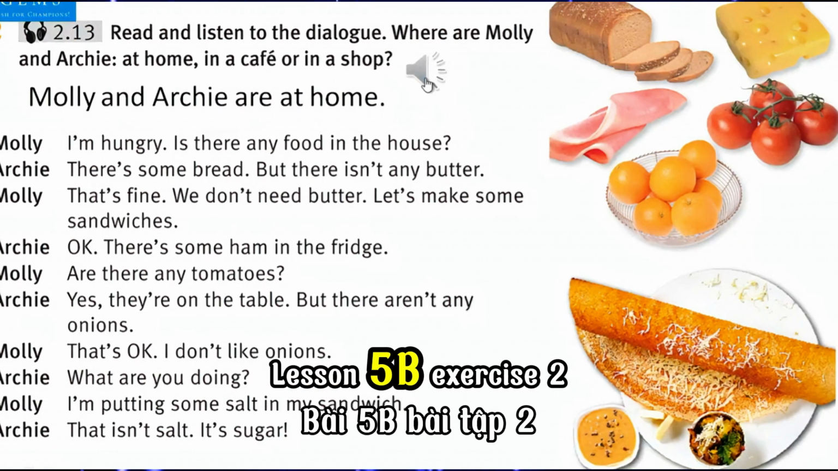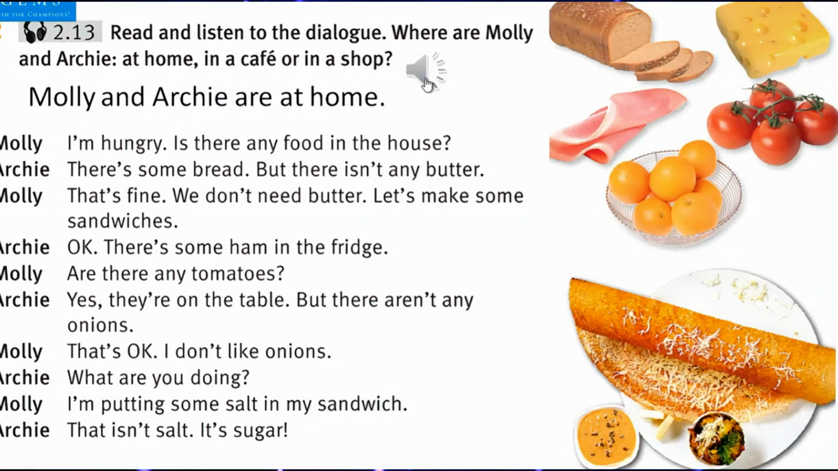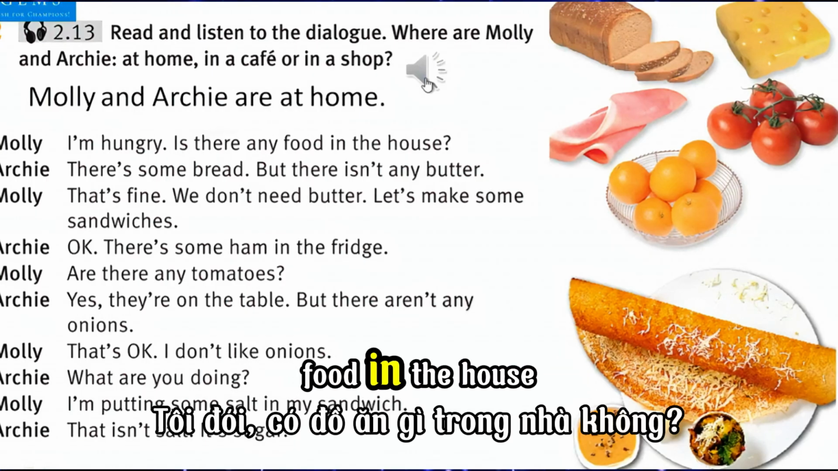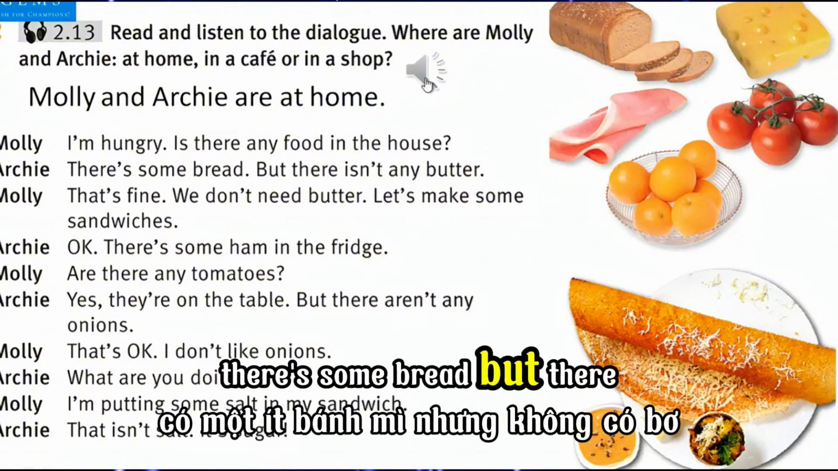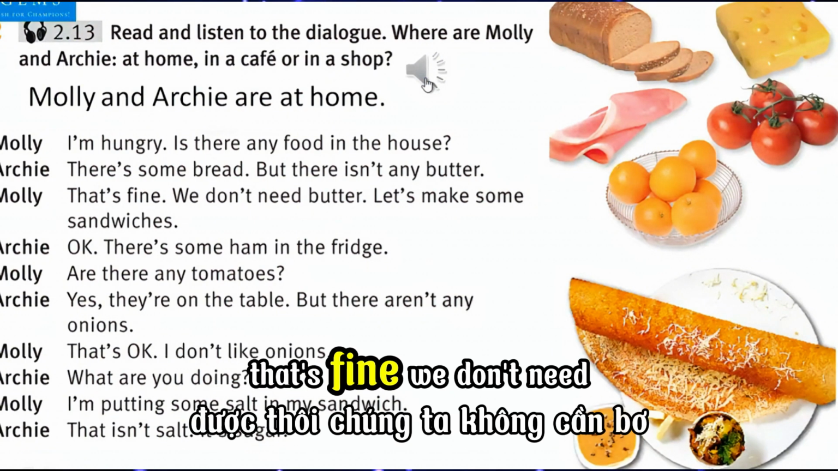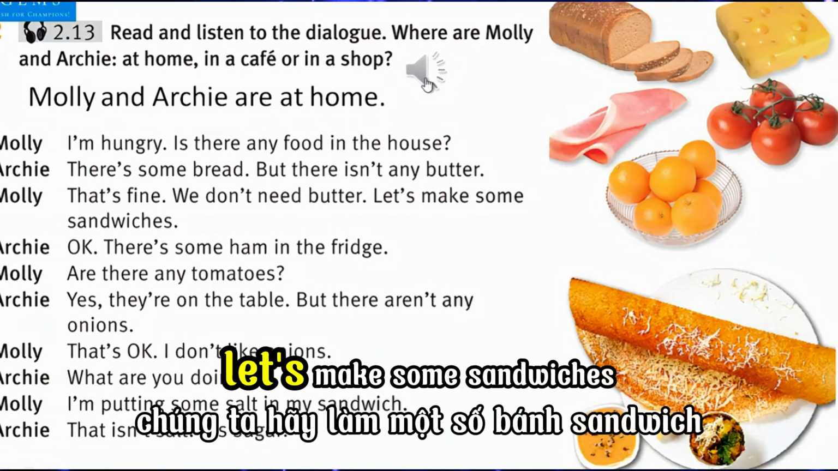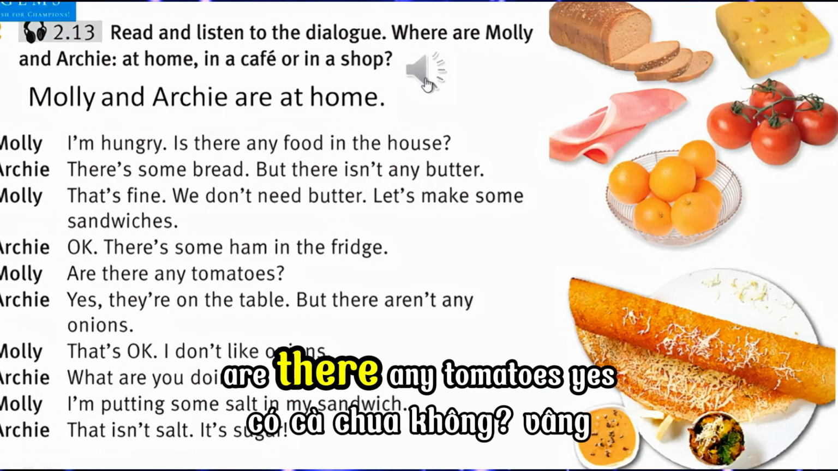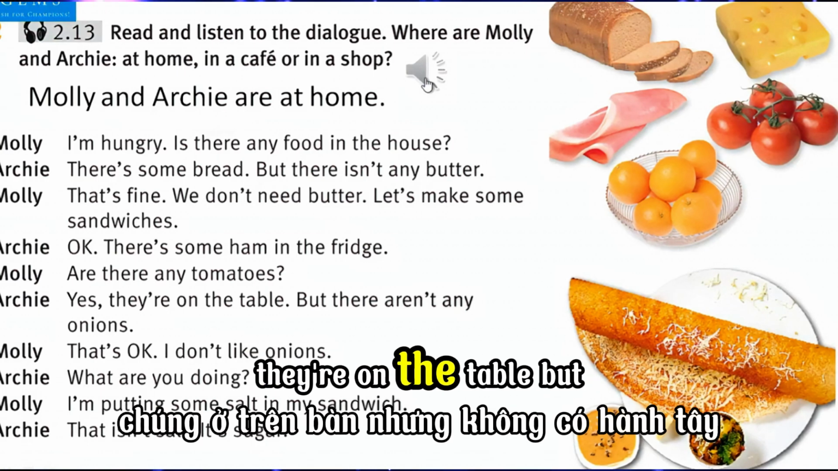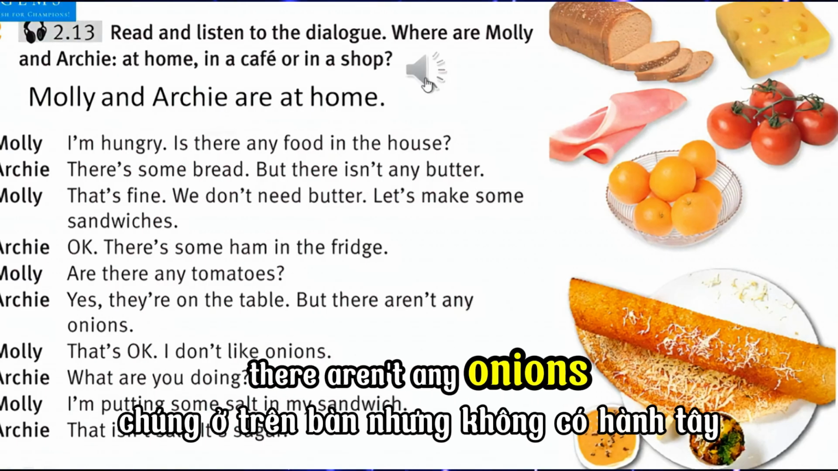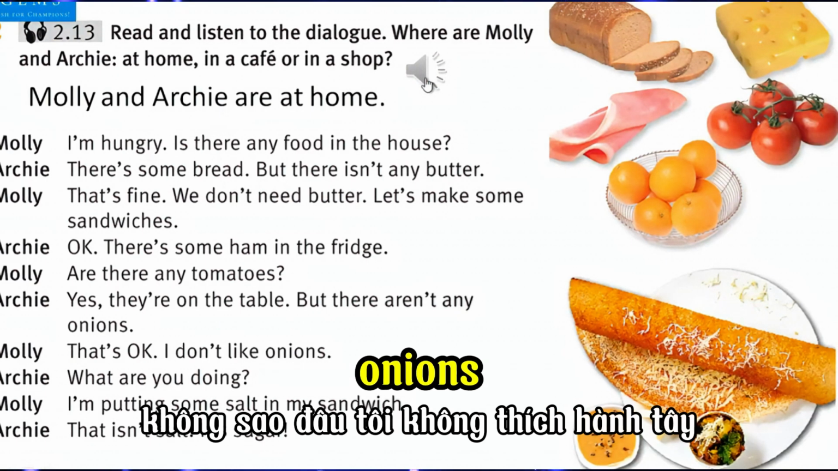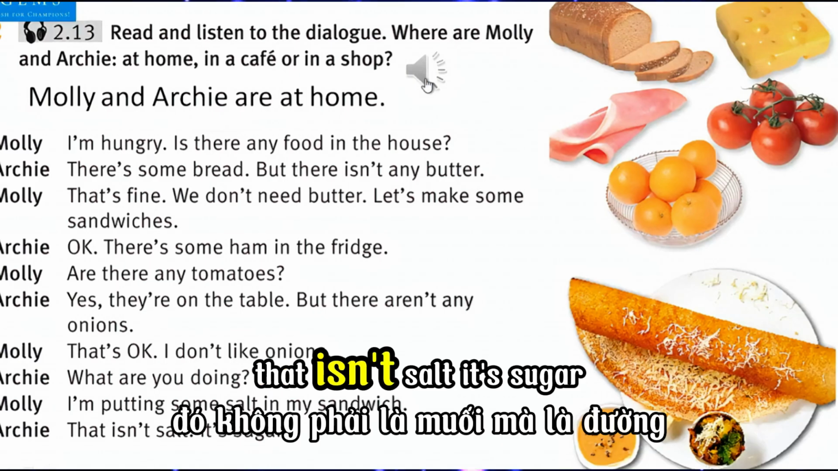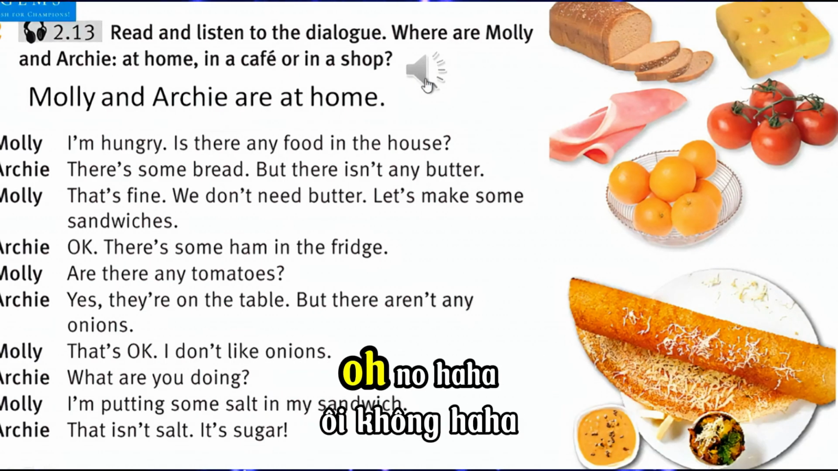Lesson 5B, Exercise 2. I'm hungry. Is there any food in the house? There's some bread, but there isn't any butter. That's fine. We don't need butter. Let's make some sandwiches. OK. There's some ham in the fridge. Are there any tomatoes? Yes, they're on the table. But there aren't any onions. That's okay. I don't like onions. What are you doing? I'm putting some salt in my sandwich. That isn't salt. It's sugar. Oh no.